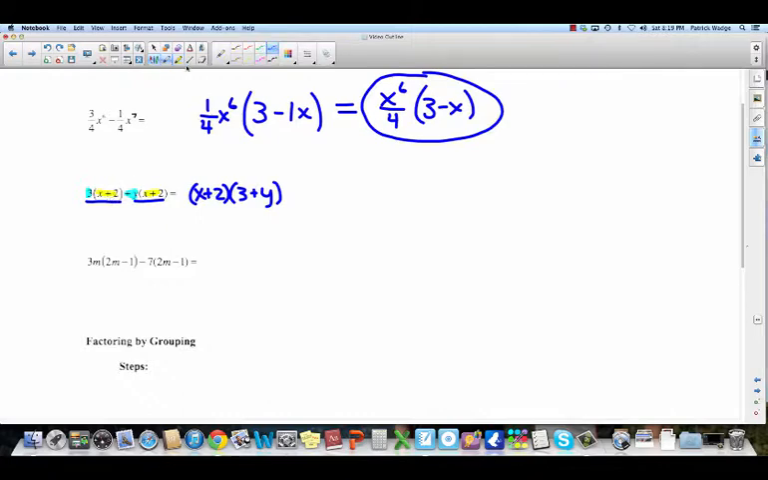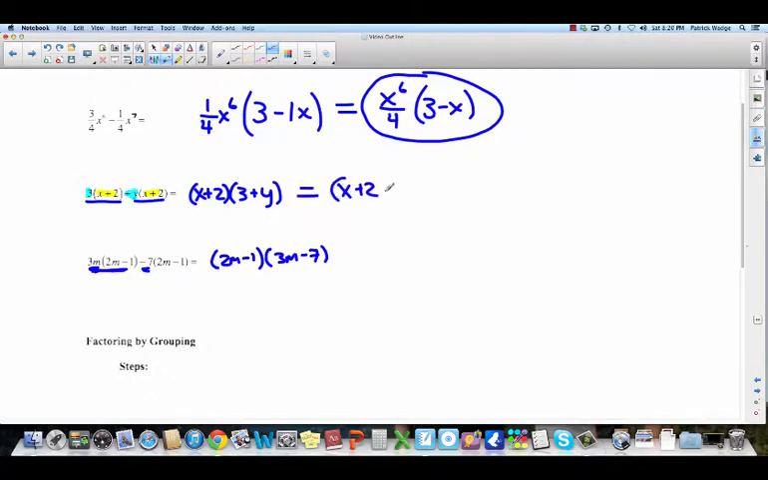Let's try another one. 3m times (2m minus 1), take away 7 times (2m minus 1). Hopefully you notice again, you have the same amount in the brackets. So we can factor out that greatest common factor of 2m minus 1. And then as I said, the part that's out front of each of those will go in the second bracket: 3m minus 7.